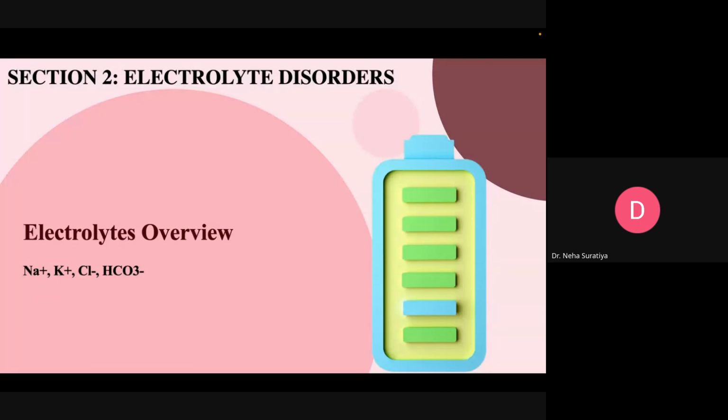Even small changes in the values of these electrolytes can cause life-threatening complications. Even a small change in these cannot be ignored. Sodium, potassium, chloride, and bicarbonate. Apart from this, we also have multiple electrolytes to focus on, but these are some of the key electrolytes.